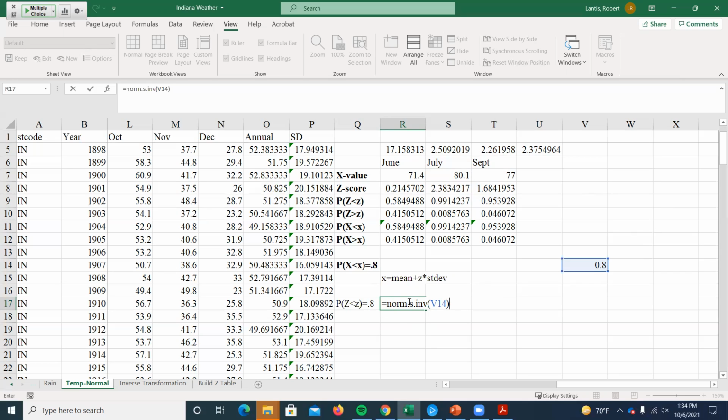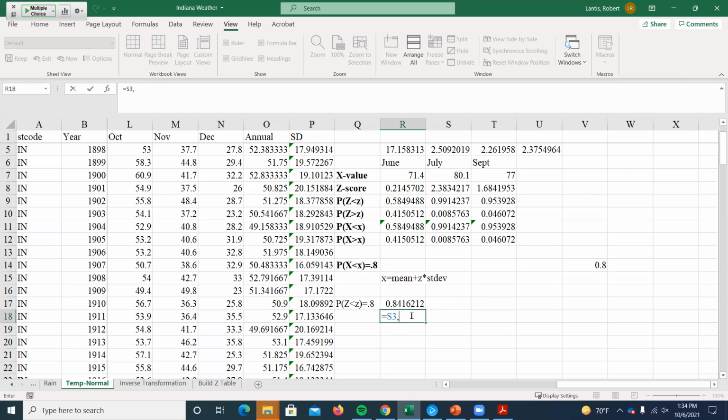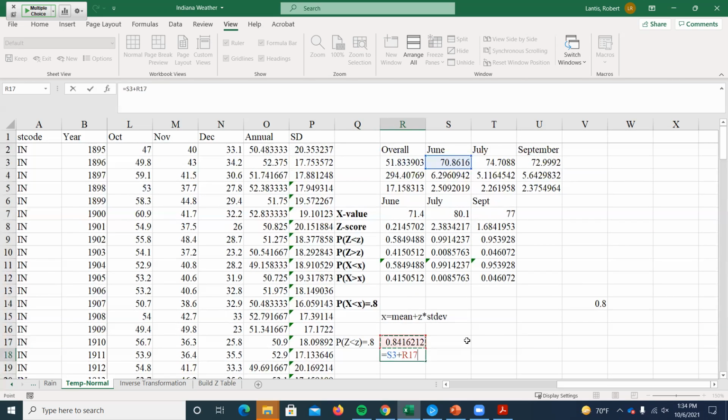Once I have that z value, now it's just a matter of, if I want to find the x value, well, now it's just take my mean. I have my mean up here for June temperature, plus the z-score, which I found right here, multiplied by my standard deviation. So 72.97, or just under 73 degrees, would be the cutoff for the 90th percentile of June temperature. Okay.